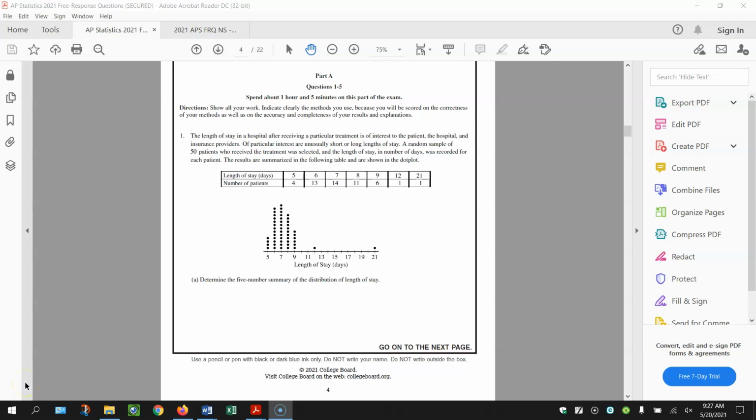Hi all, I wanted to make a video going over the solutions for the free response questions from your AP exam this week. So here goes. These are not my solutions. They were posted on the College Board website by one of the other AP SAS teachers.